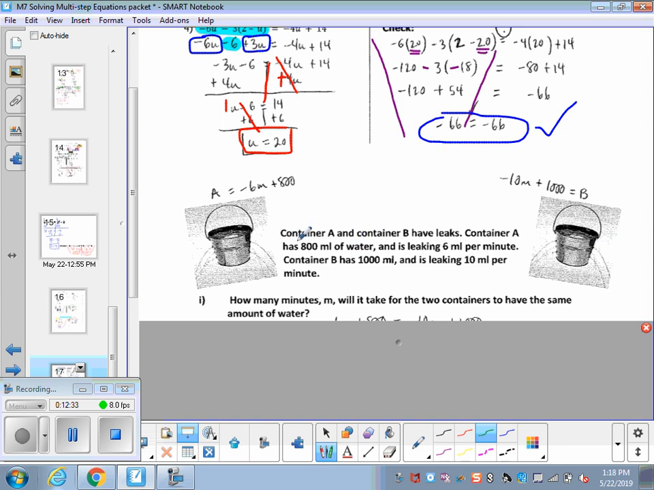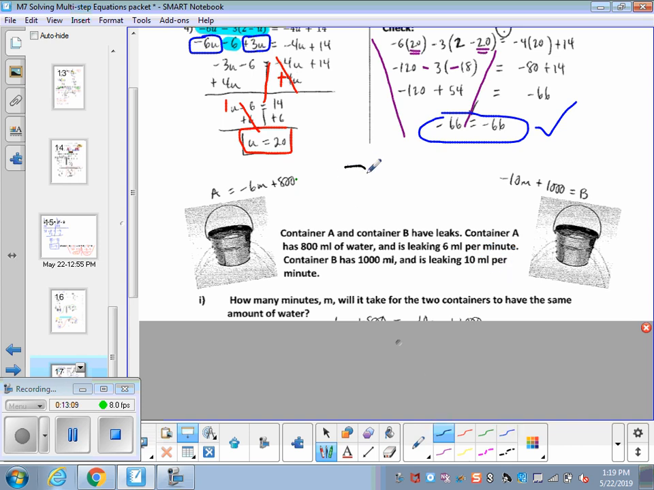Container A has 800 milliliters of water, and it's leaking at a rate of 6 milliliters per minute. So in this container, it has 800 milliliters of water, and it's leaking at a rate of 6 per minute. So that's where I came up with this equation, that in container A, it starts out with 800, but it is losing 6 milliliters per minute. Now over here for container B. Container B has 1,000 milliliters in it, and it is leaking at 10 milliliters per minute.